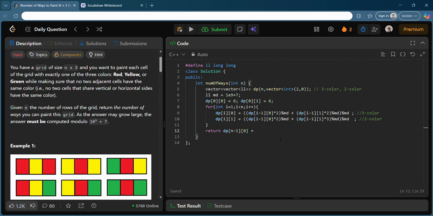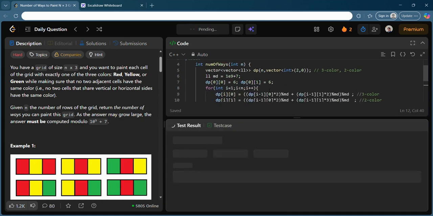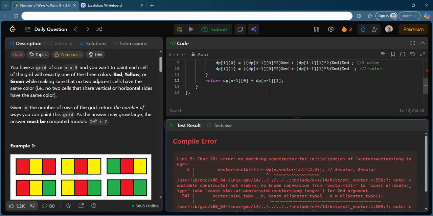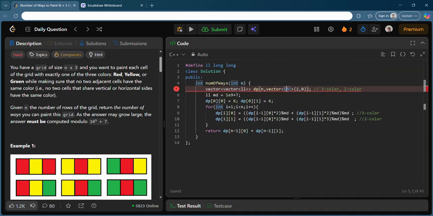Okay, so I hope that is clear. So n minus 1, 1. Let's see if this works. I hope you do get it right, how we are deriving the ith row from the i minus 1 row. Initialize of vector long, no matching constructor. You have to make this long, I think. Is this what they are asking for? Let's see.